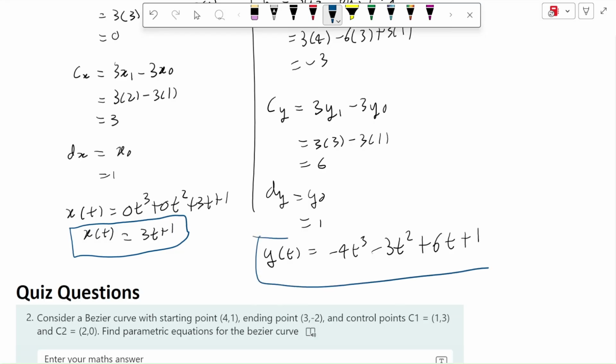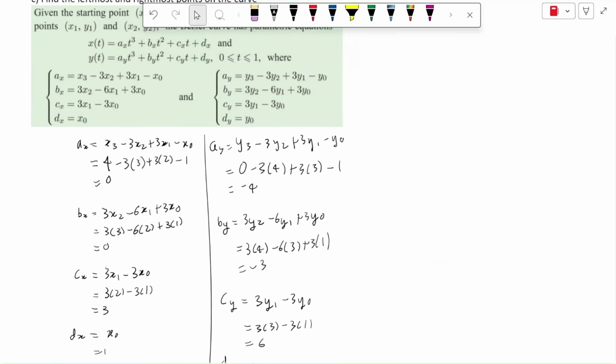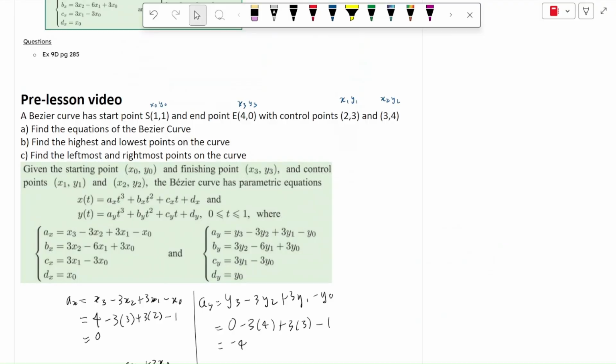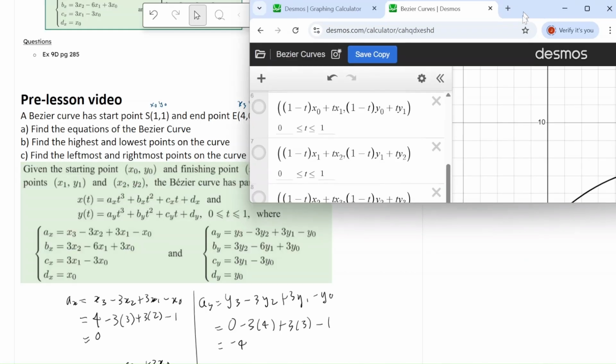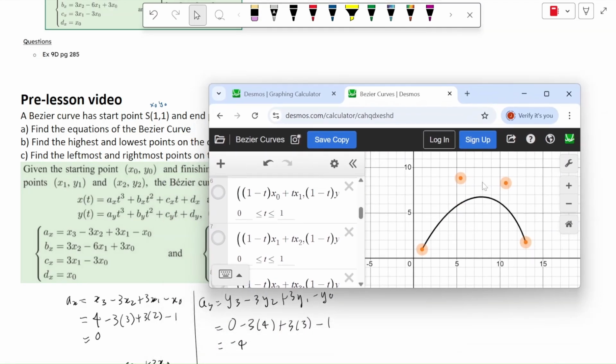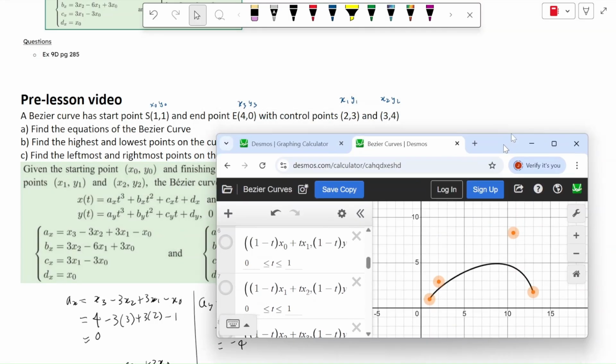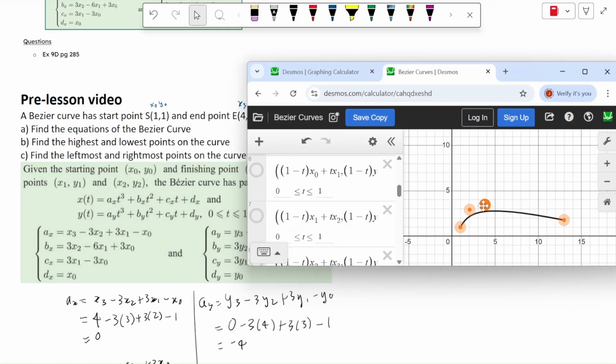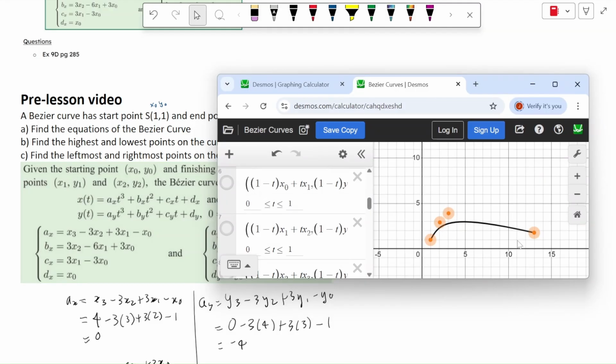Wonderful. Now, just to verify that we have got this right, I'm going to plot this all up on Desmos and see if it matches what we've got. So our starting point was supposed to be 1, 1, so I'll make that start around there. Our control points were supposed to be at 2, 3, so that's 2, 3. And our next one was supposed to be at 3, 4. Now, it actually does matter what order your control points are in, so just be careful about that. And then our endpoint was at 4, 0. This is just going to give us sort of an approximate of what we've got. So that's the Bezier curve.